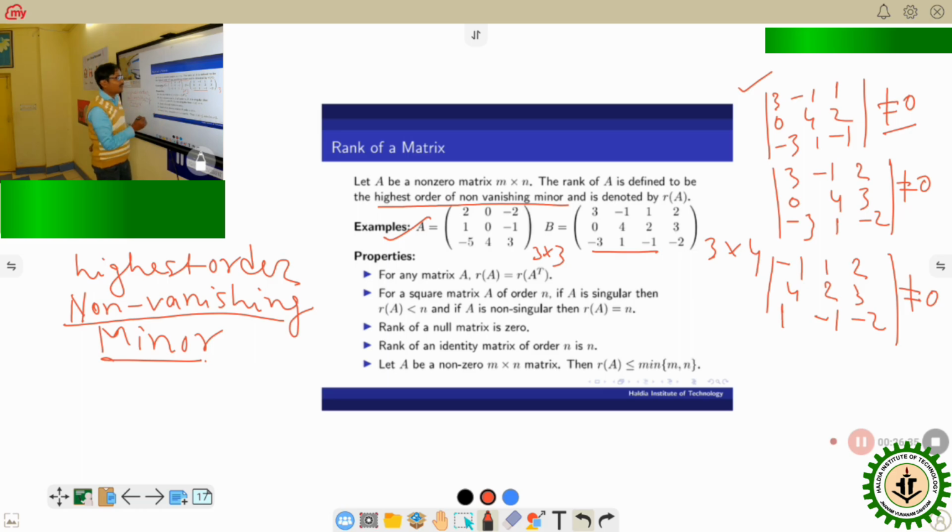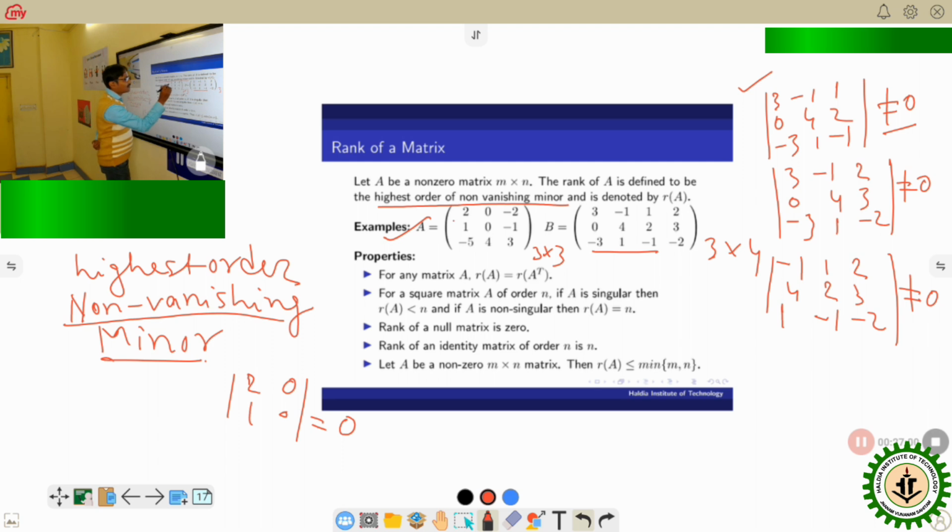What is a 2nd-order minor? A 2 cross 2 determinant. Here you can see a 2 cross 2 determinant; suppose you take any one, 2 0 1 0, and you can calculate the determinant of this, it becomes 0. So for the 2nd-order minor, first you take this one, and this becomes 0. So from this you cannot conclude that the rank is not 2.